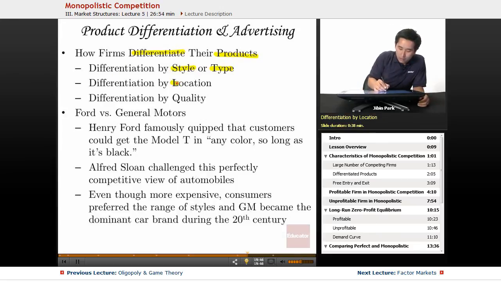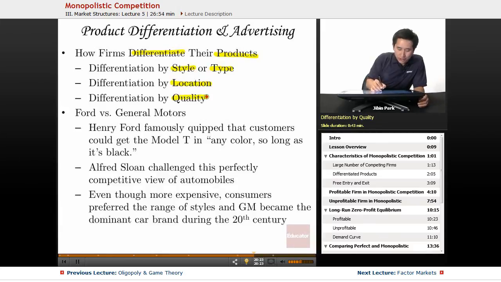Also differentiation by location. So even gas stations are selling similar or identical products, but even 2 gas stations might charge different prices, and they're right across the street from each other. Well, one consumer may have to make a U-turn in order to get into that gas station, and that's a differentiated product right there. So not only is Unocal and Chevron different by the style and the type of consumer and branding that they're going after, but they're located differently as well, different places here.